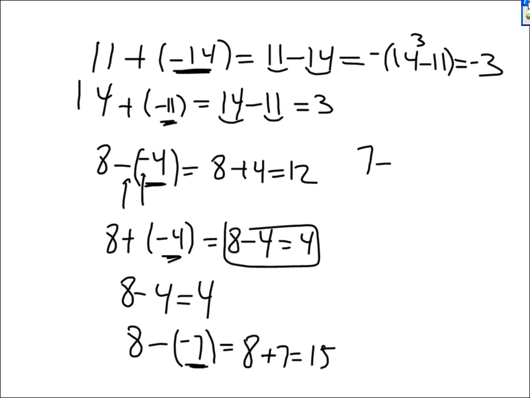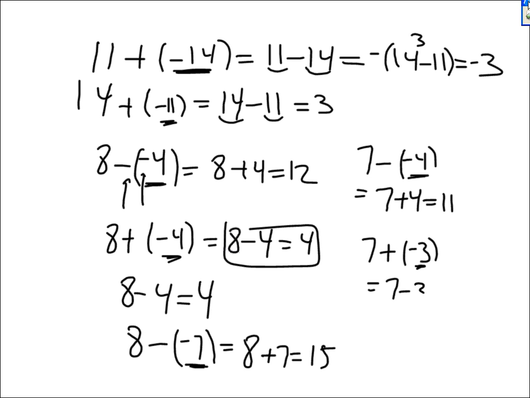7 take away a negative 4. Since that's not 4, it's not 7 minus 4, it's 7 plus 4. Oh, that's an easy one. Once we rewrite it, it's supposed to become easy. Since the number in the bracket is not 3, this is not 7 plus 3, it's 7 minus 3, which is a basic one. It's 4.